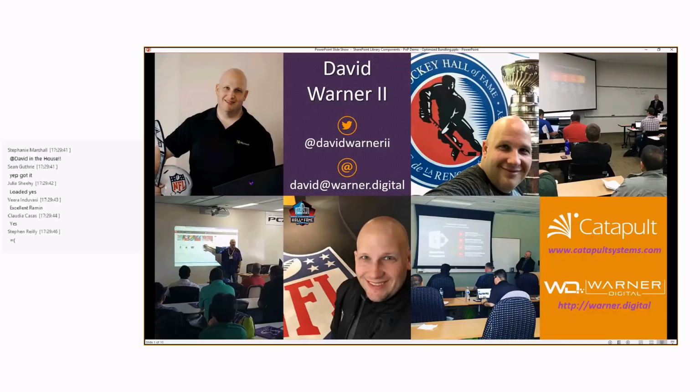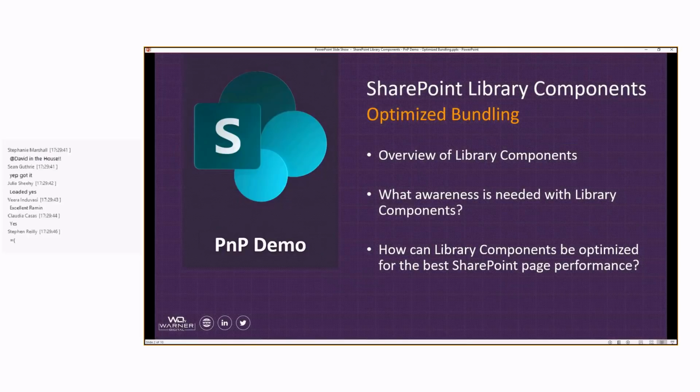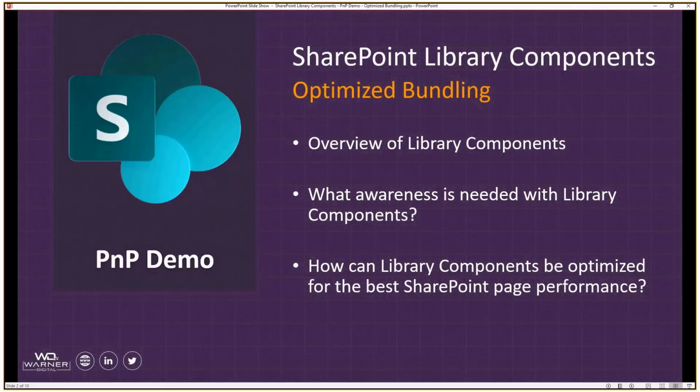So today, for my demo, we're going to talk about library components, specifically optimized bundling. For those that are not as familiar with library components yet, we'll have a brief overview so you have a good awareness and context for what they can provide. Then we'll look at some gotchas you'll need to know when you're building it, specifically how much you load it up with. With that in mind, we'll see how we can optimize the bundling of our SharePoint library for the best page performance when our web parts or extensions use them.